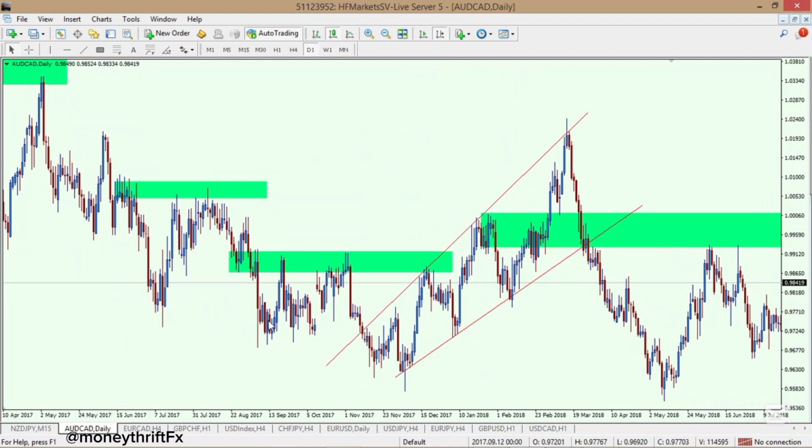You can see here price does some consolidation in this area, so we mark that out. Price goes down, tests it, goes down again, tests it, goes down again. This was quite a strong supply zone because price refused to go above it once, refused to go above it again, and refused a third time before it finally went through it. So this is another example.